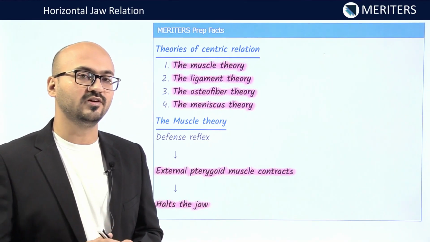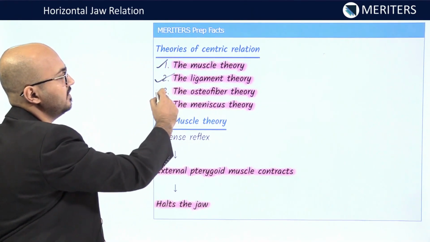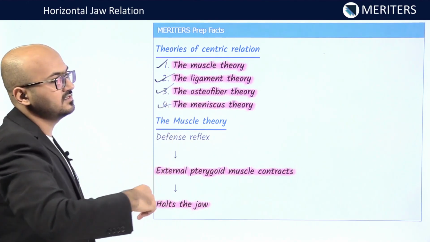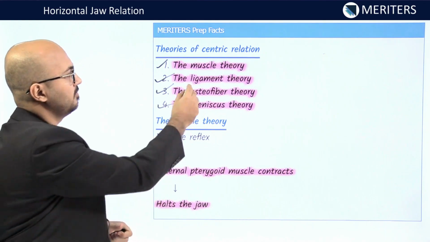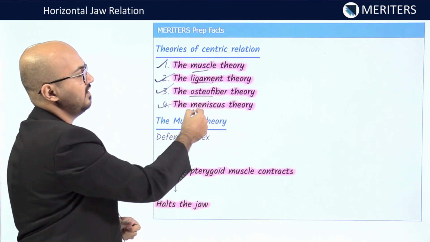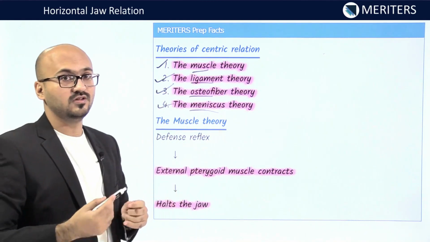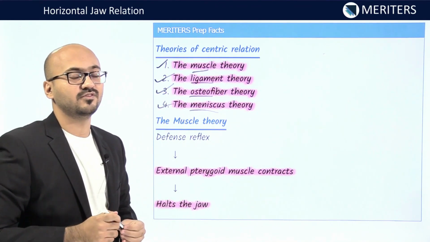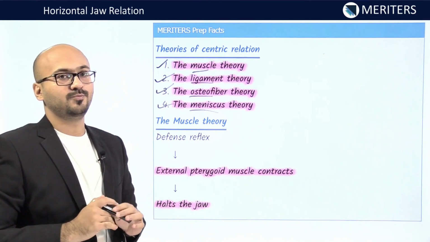So there are these four theories which explain it. There is a muscle theory, a ligament theory, osteofiber theory and meniscus theory. The composition of the temporomandibular joint is based on muscles, ligaments, bone and the articular disc. Based on the impact of each on the movement, they have described these different theories as to how the mandible stops in that retruded position.